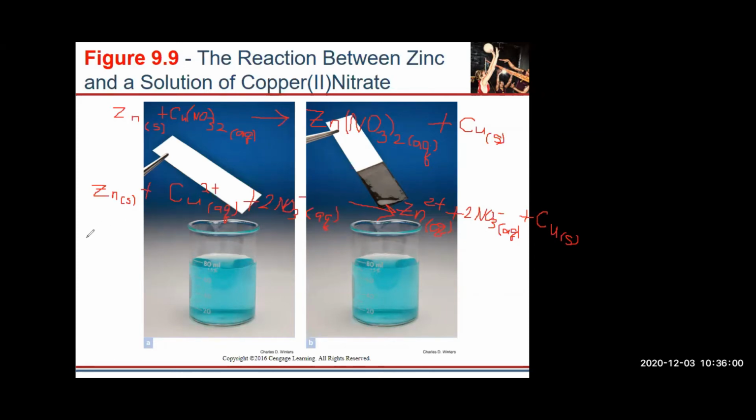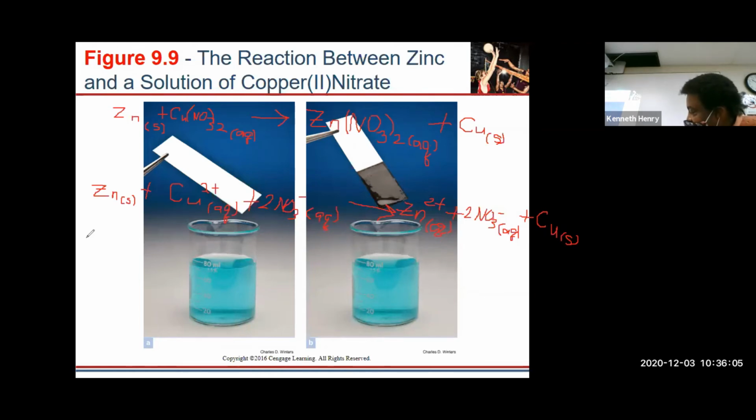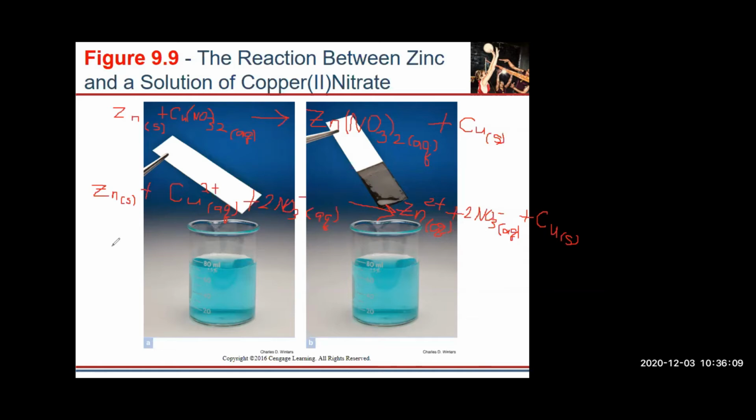Okay. So our net ionic equation. It's Zn solid plus Cu positive 2 charge aqueous, and then it's Zn plus 2 charge aqueous. Okay. And then plus Cu solid.